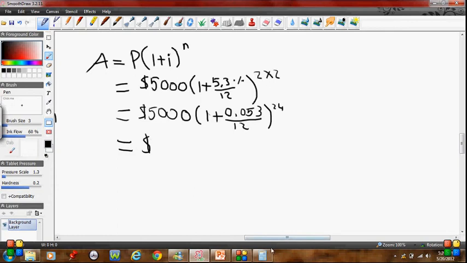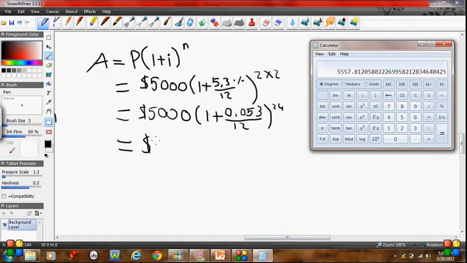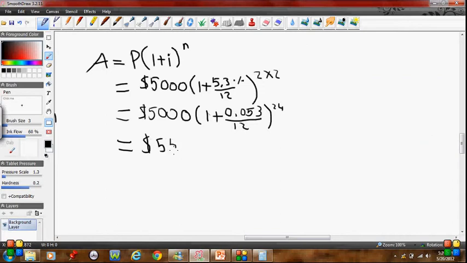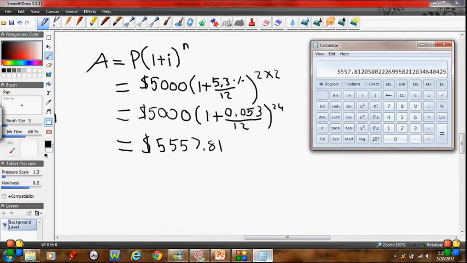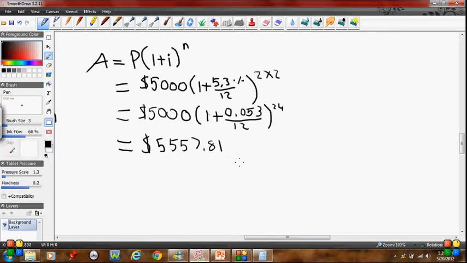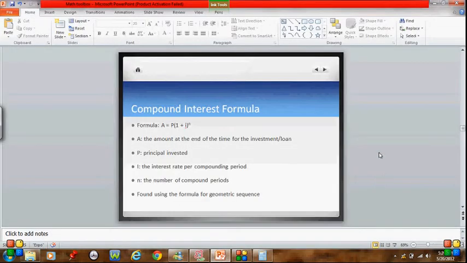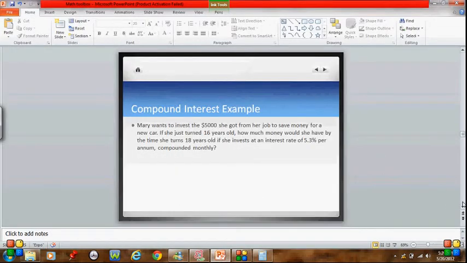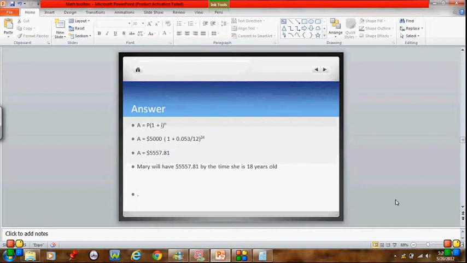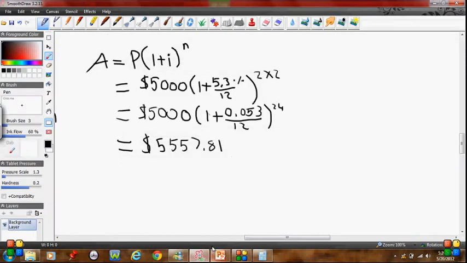Equals $5,557.81. Value? Yep. So there you have it. By the time she turns 18 years old, Mary will have $5,557.81. Let's just check that with the answer. That's the question, and there we have it, the answer. We were correct.